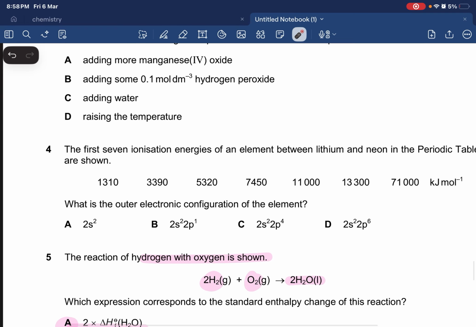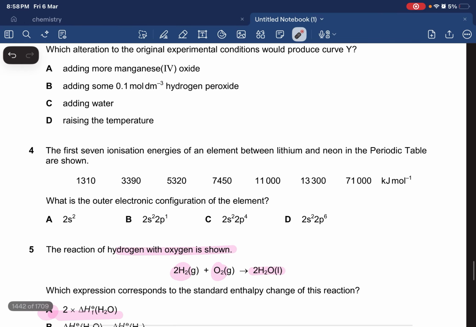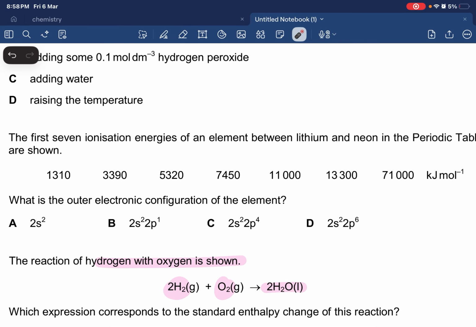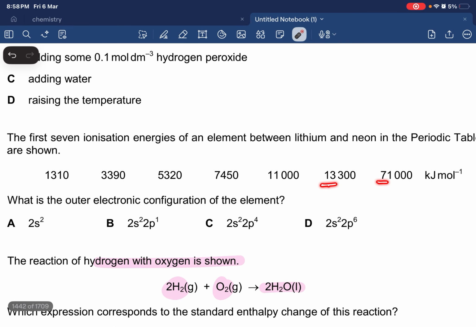Leave it. Okay, the first 7 ionization energies of an element between lithium and neon in the periodic table are shown. So let's check where is the big jump from. Look, from 13,000 to 71,000. That's a very big jump. This entire small jump, but over here, big jump.